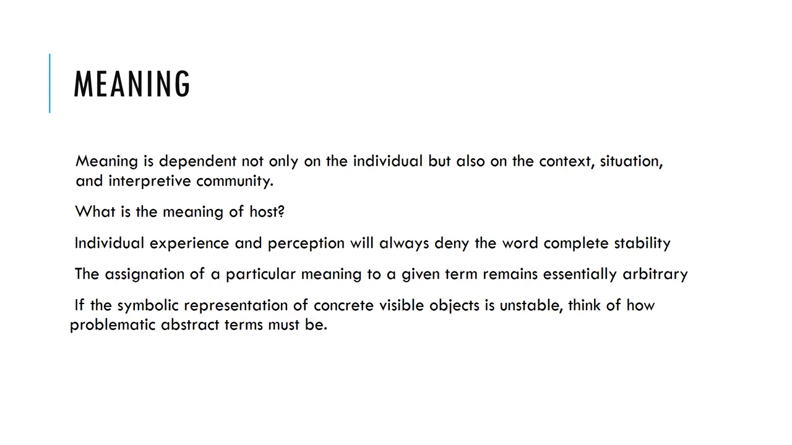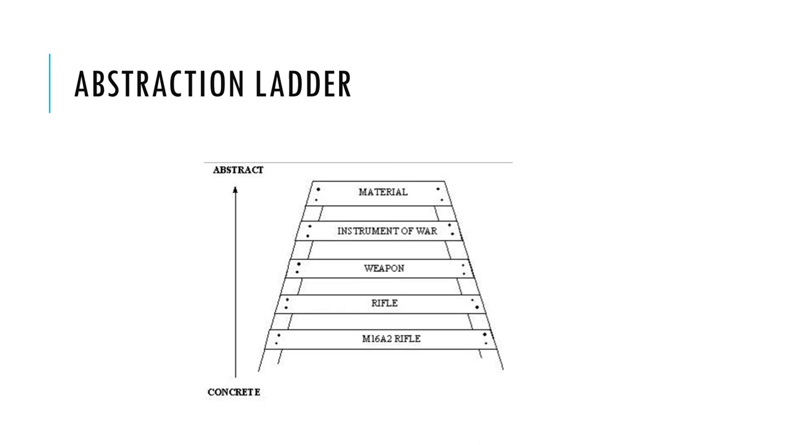So in order to be clear in our writing and in our argument, we need to understand the abstraction ladder. There was a different example of this in your book, but this is essentially the same thing. So we deal with the most abstract concept at the top of the ladder, and we come down to the most concrete example of that idea.